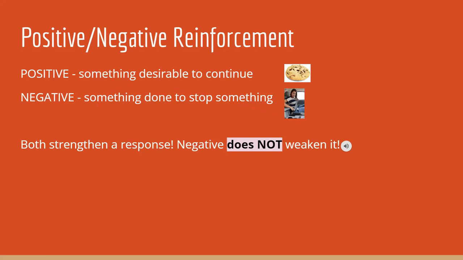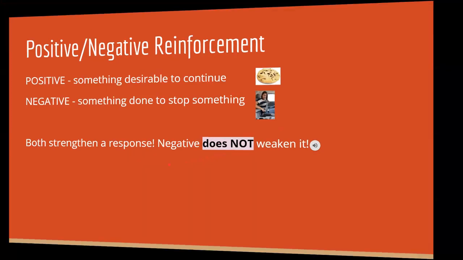Same thing if there's a parent and the kid's like, can I have this? Can I have it? Can I have it? They keep saying it, and the parent says, okay, fine. The "can I have it" is a negative reinforcer to make them do something to stop it, which is saying okay. Neither of these weaken it. They both strengthen it. So you got to know that.